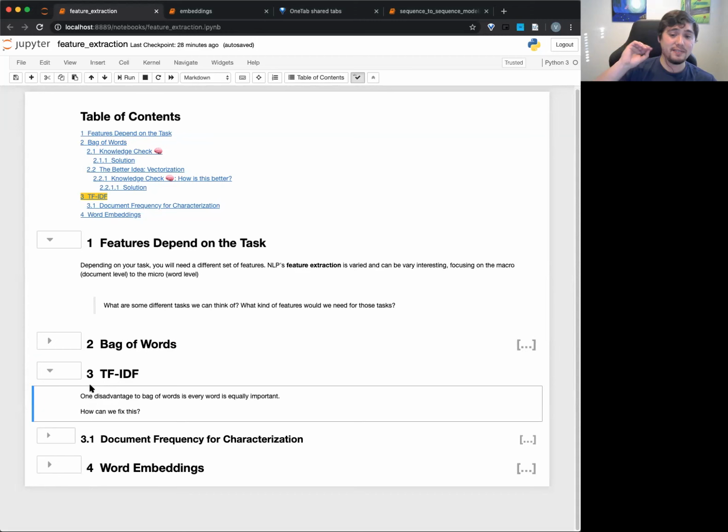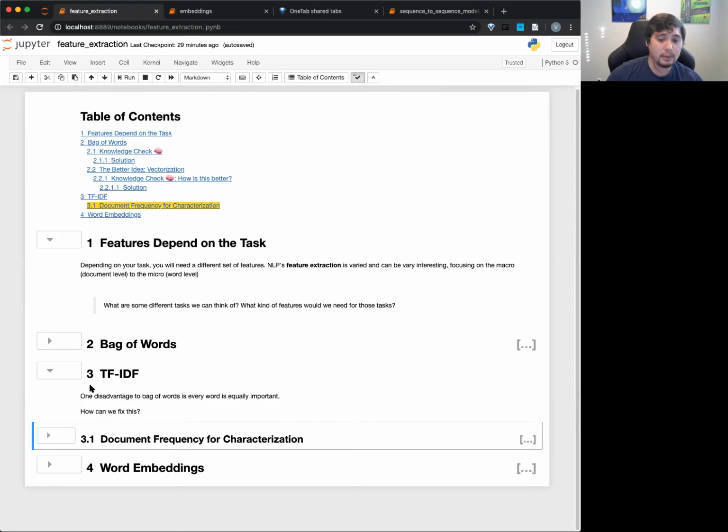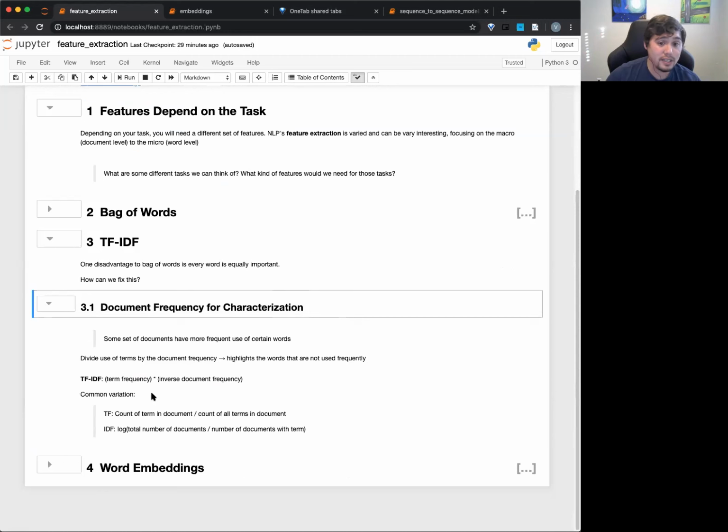So one disadvantage of bag of words is that every word is equally important. If you think about how this is done, we don't know which word is important. But we know, for example, that we can remove stop words. We know certain words have more importance, more meaning, more context than other words, right? And this is where we can actually use tf-idf, which we'll see is an acronym, to help represent this information. So this is where we talk about document frequency for characterization, okay?